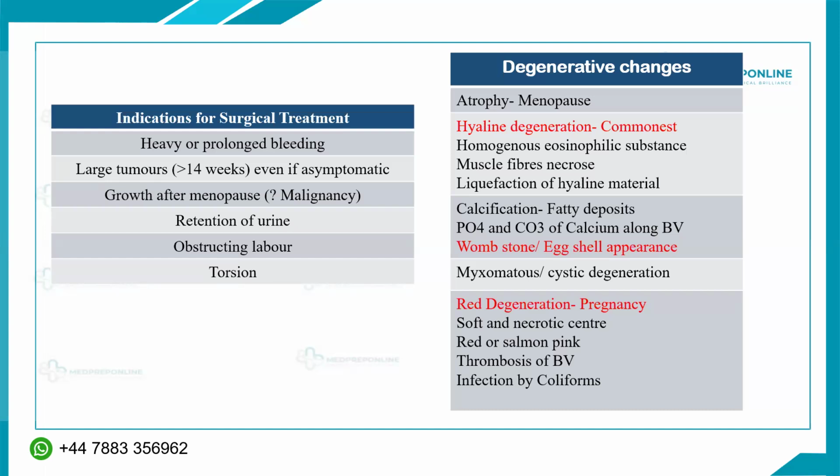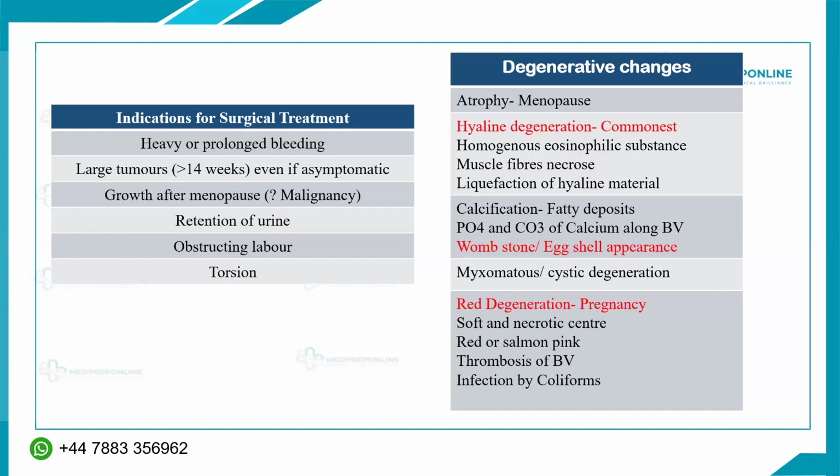So what are the degenerative changes which are most frequently seen? So atrophy, which obviously occurs post-menopause because of diminished blood supply. Hyaline degeneration, which is the commonest. Here you have homogeneous eosinophilic substance, right, which is the hyaline material. It gets deposited inside the leiomyoma, and the muscle fibers will undergo necrosis, and eventually there is liquefaction of the hyaline material. So it becomes very soft because of liquefaction.